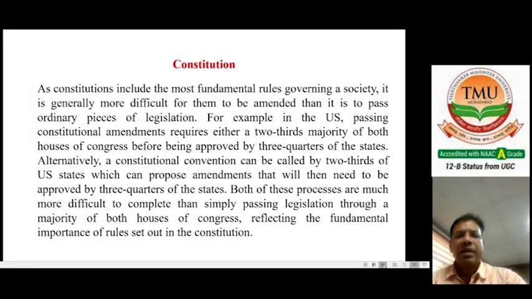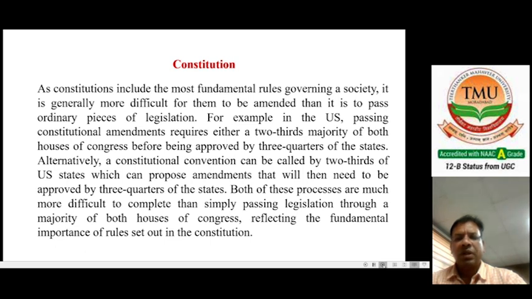Second, constitutions include the most fundamental rules governing a society. It is generally more difficult to amend them than to pass ordinary pieces of legislation. For example, in the US, passing a constitutional amendment requires a two-thirds majority of both houses of Congress before being approved by three quarters of the states. Alternatively, a constitutional convention can be called by two-thirds of the US states, which can propose amendments that then need to be approved by three quarters of the states.